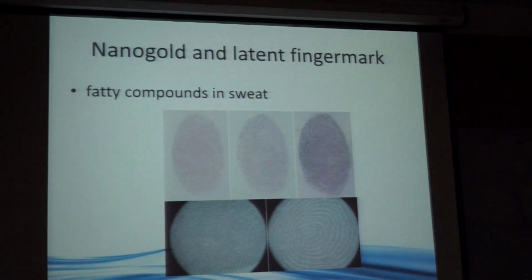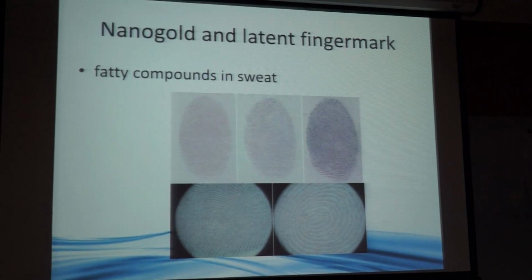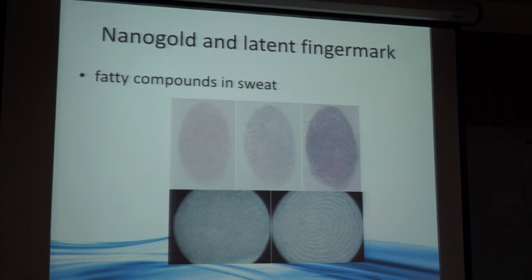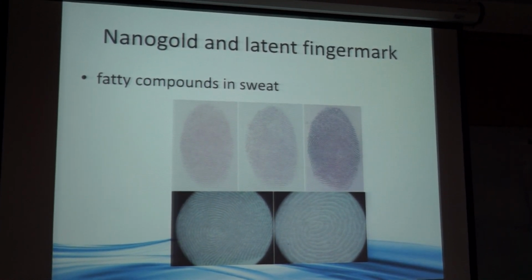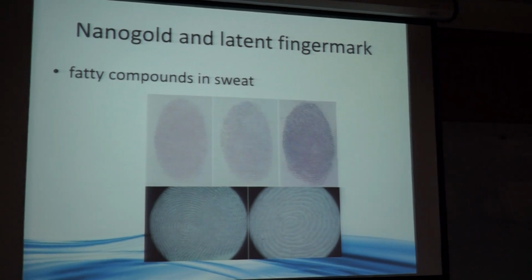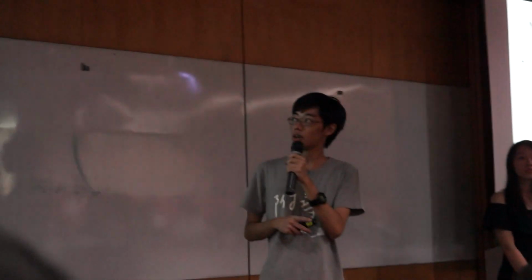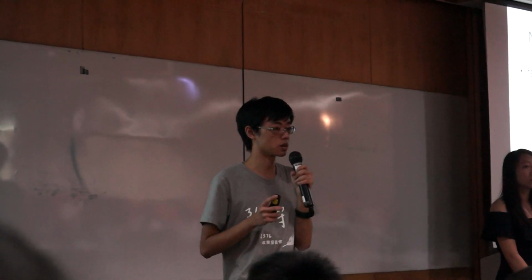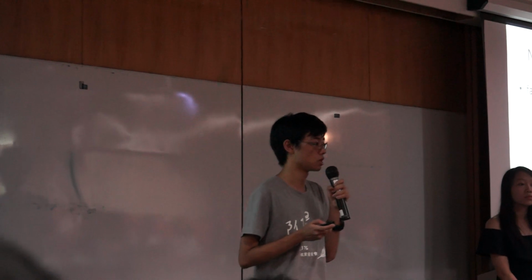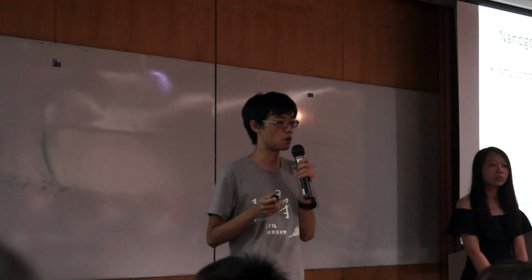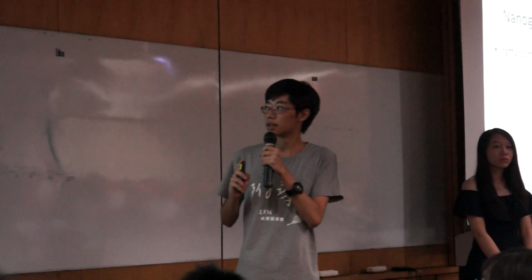The nano gold will react with the fatty substances in our sweat, because the fatty substances will convert the gold ions to nano gold, and it will bind the nano gold onto the surface of the finger mark at the same time. So if we put a finger mark into a nano gold solution for maybe 1 or 2 hours, it will go like this.